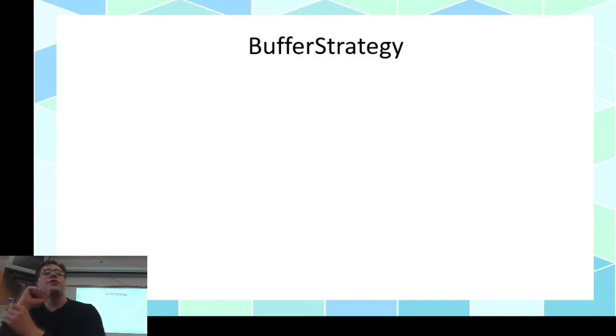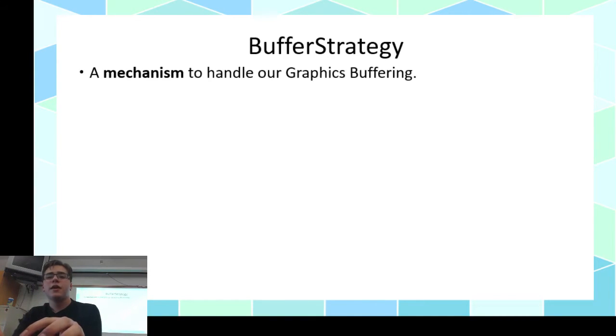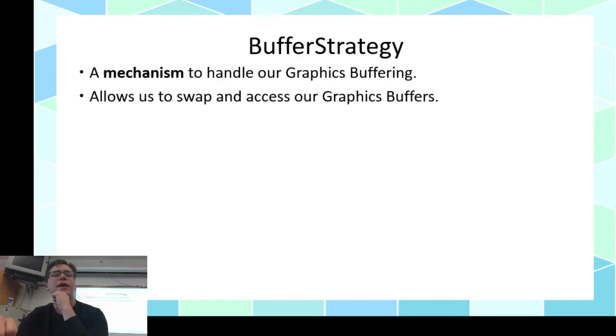So buffer strategy is Java's own way to do graphics buffering. And thankfully, we don't have to create this ourselves. Buffer strategy already handles this for us. It's a mechanism to handle our graphics buffering. I say mechanism because it's still an object, but it's kind of like running in the background. It's helping us. It's kind of like the mechanism to put into our engine, like a gear we're putting on our engine or something, I guess you could say. And yeah, this pretty much allows us to swap and access our graphics buffers. So swap and access the graphics buffers we're showing on the screen and the one we're editing.